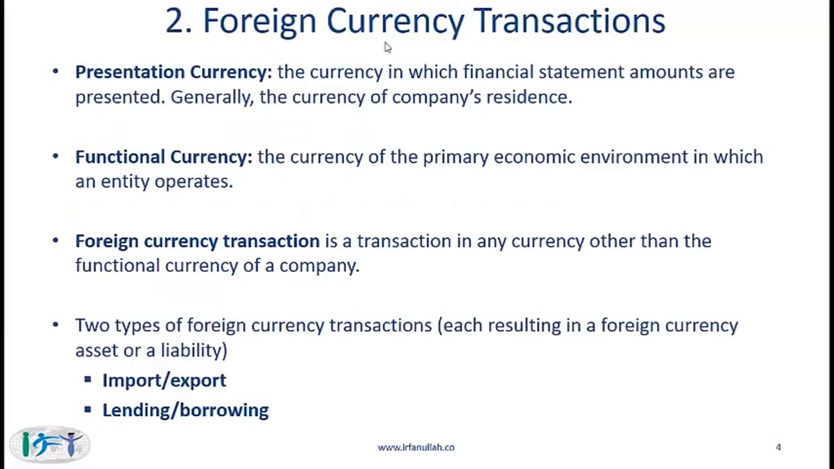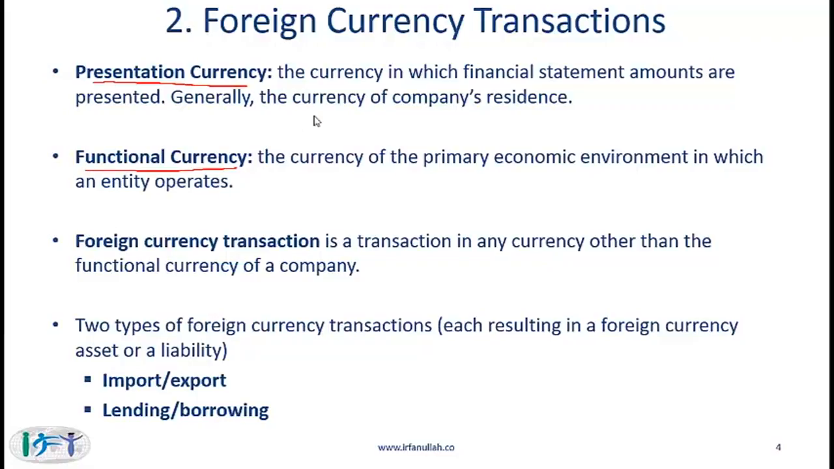Section 2 deals with foreign currency transactions. Let's first look at a few basic definitions. Presentation currency. This is the currency in which financial statement amounts are presented. It is generally the company's residence or where the company is domiciled. The functional currency. This is the currency of the primary economic environment in which an entity operates. We will talk about the functional currency in more detail later.